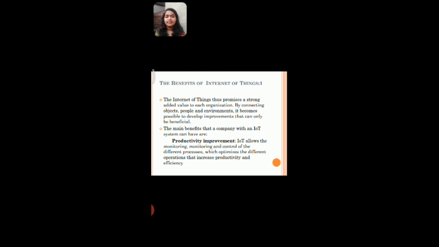I will explain the benefits of Internet of Things. The Internet of Things promises a strong added value to each organization. By connecting objects, people and environments, it becomes possible to develop improvements that can only be beneficial. The main benefit that a company with an IoT system can have is productivity improvement. IoT allows the monitoring and control of the different processes, which optimizes operations and increases productivity and efficiency.